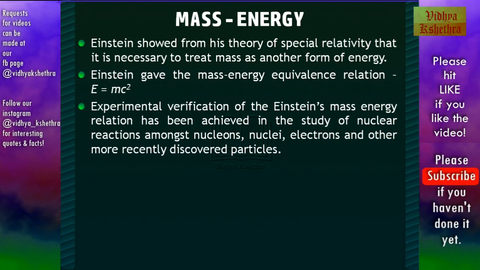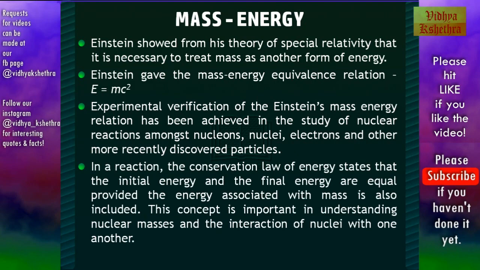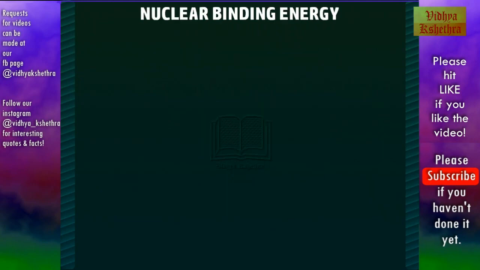Now, experimental verification of Einstein's mass-energy relation has been achieved in the study of nuclear reactions amongst nucleons, nuclei, electrons, and other more recently discovered particles. In a reaction, we can use the conservation of energy law, which states that the initial energy and the final energy are equal, provided the energy associated with mass is also included. This concept is important in understanding nuclear masses and the interaction of nuclei with one another.